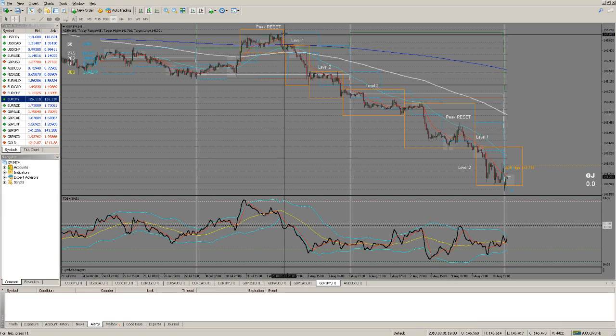So this was a peak reset here on GJ, level 1, level 2, level 3. And when it got to this point, we were also looking for a reversal. 3 times ADR here is 309. From here to here was about 330. So it was extended 3 times ADR. This was kind of like a wide-looking W that was looking to go up, but then it never happened. It just kind of went down, right?